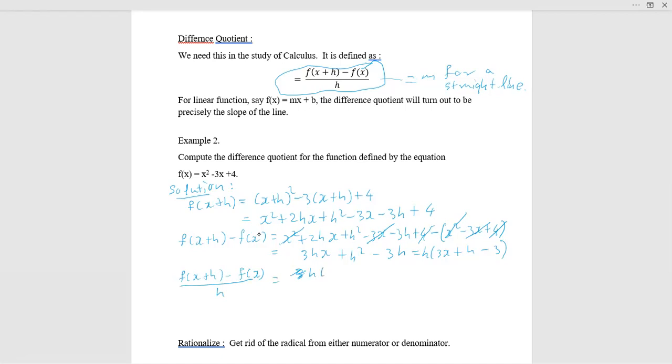We have h times (3x plus h minus 3) divided by h. This h over h cancels out, and we get 3x plus h minus 3. So this is the final answer for the difference quotient.